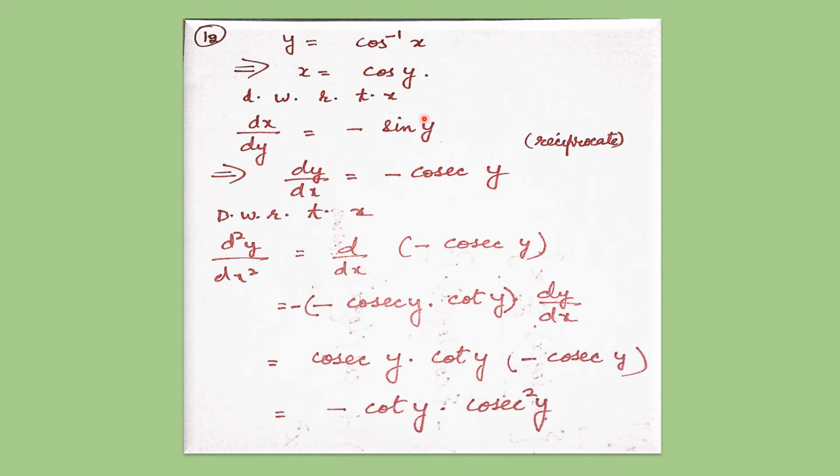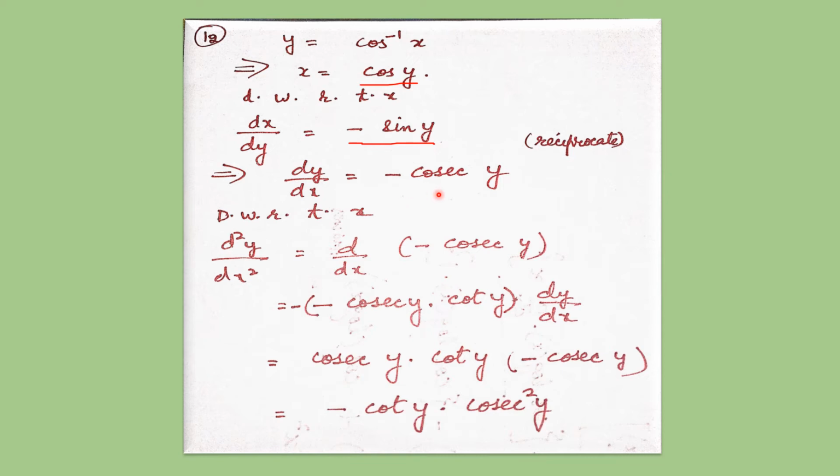Now differentiate with respect to x. You will get dx upon dy. Be very careful. You will get dx upon dy is equal to. Now what is the derivative of cos y? Derivative of cos y is minus sin y. Okay, now what you will do is, here you will reciprocate. Why you will reciprocate? Because we have dx upon dy, but we want dy upon dx. So this whole equation will be reciprocated. So you will get dy by dx is equal to, what is the reciprocal of minus sin y?